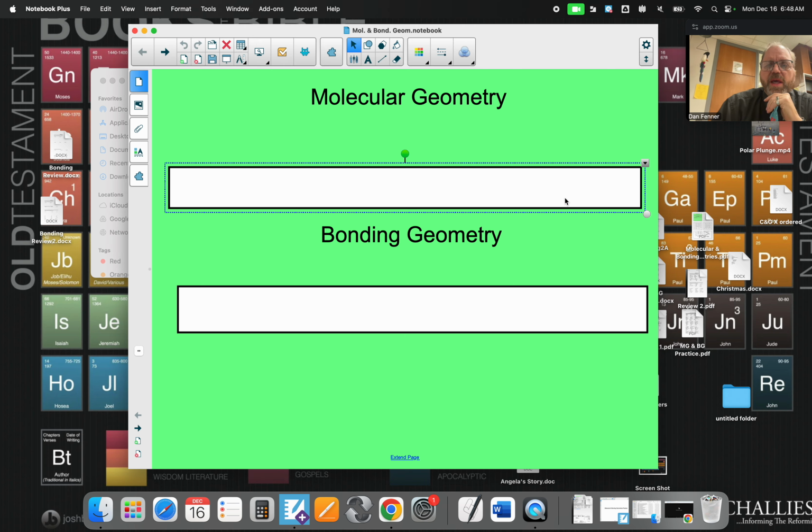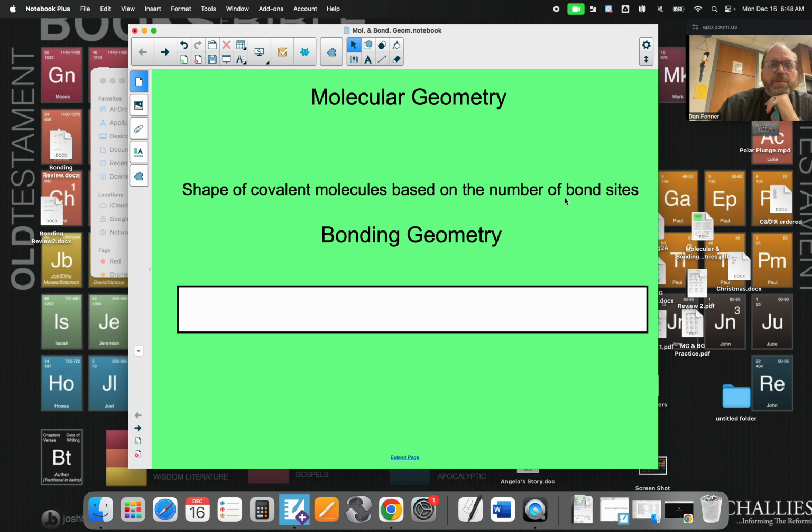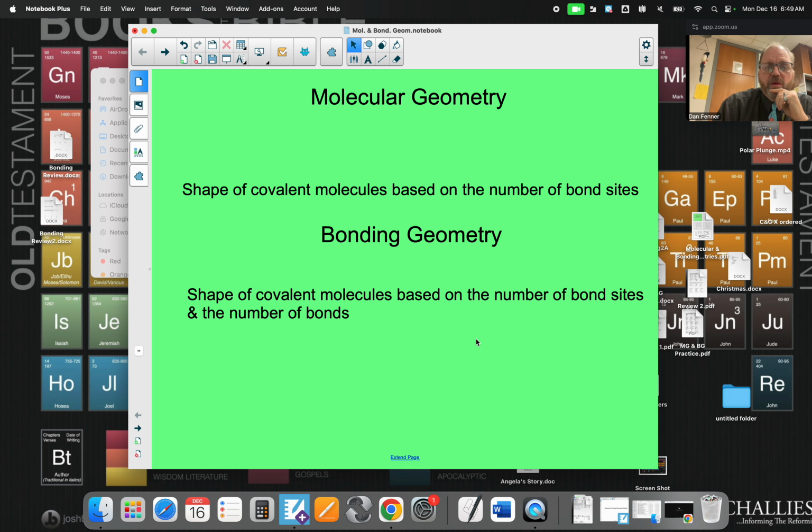Molecular geometry is defined as the shape of a covalent molecule based on the number of bond sites. Now remember, bond sites are bonds as well as unbound electron pairs. So however many around the center, that's what we're looking at. And bonding geometry is defined as the shape of a covalent molecule based on the geometry and the number of bonds. We look at both of those things in order to come up with a bonding geometry.